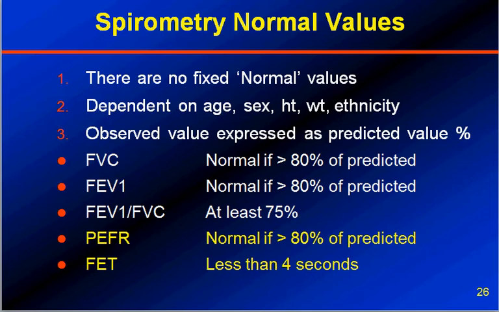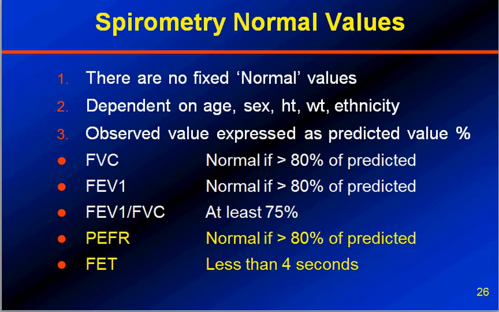What is the predicted value, and what is the observed value expressed as a proportion or percentage of the predicted value? Let us say the predicted value for a man aged 50 years, Indian, is 3 liters FVC, and if his observed value is 2.5 liters, 2.5 by 3 is expressed as the percentage, which is nothing but 5 out of 6, that is around 70%.